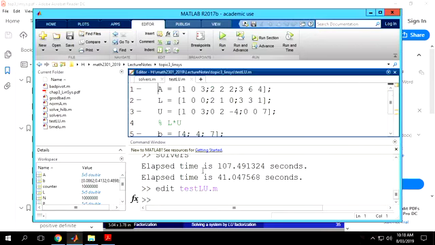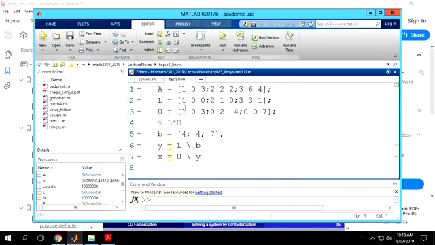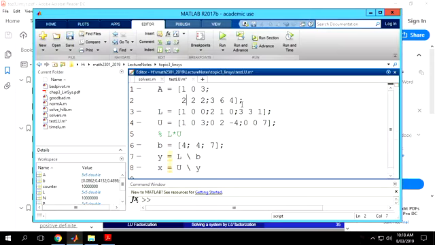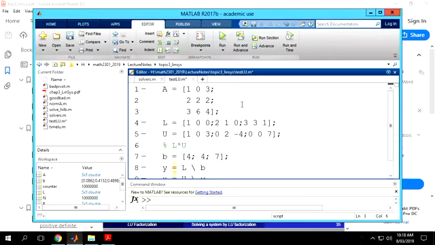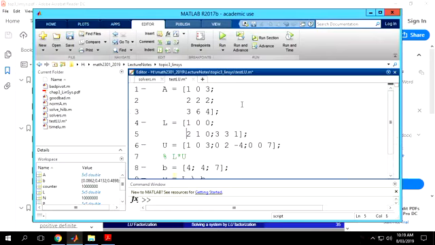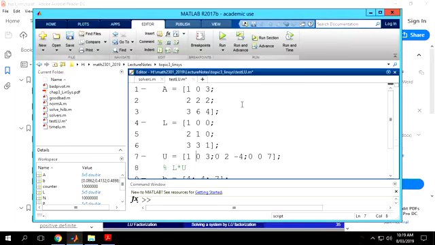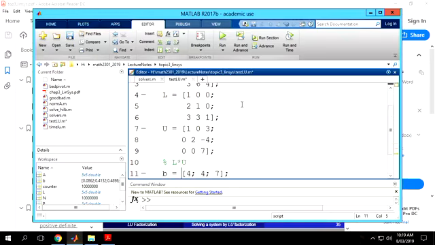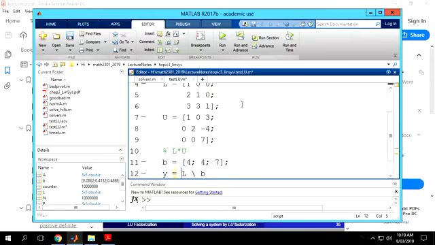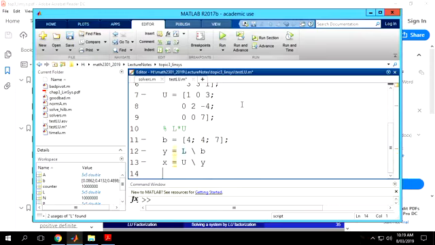Now suppose I want to solve this problem. This one is exactly the one in the lecture slide. You have a matrix A given like this, and maybe I can draw it to make it look like a matrix. L is a lower triangular and U is the upper triangular. Now suppose you have a vector B equals 4, 4, 7. Then you can solve in two steps. First, you try to solve Ly equal B.